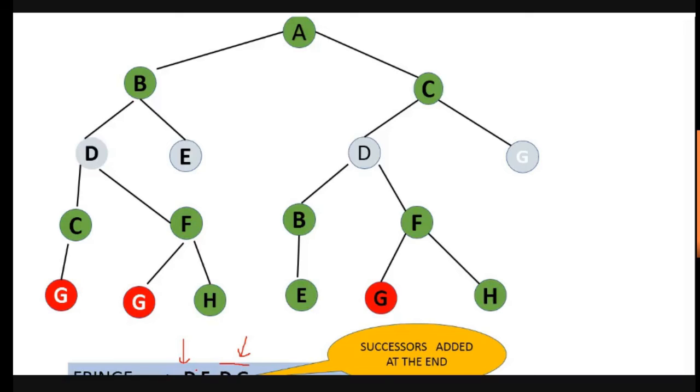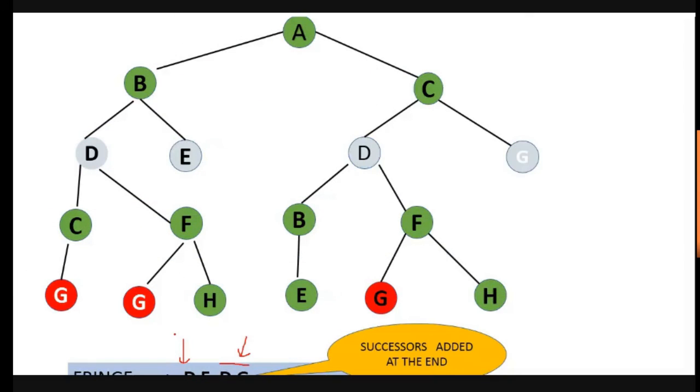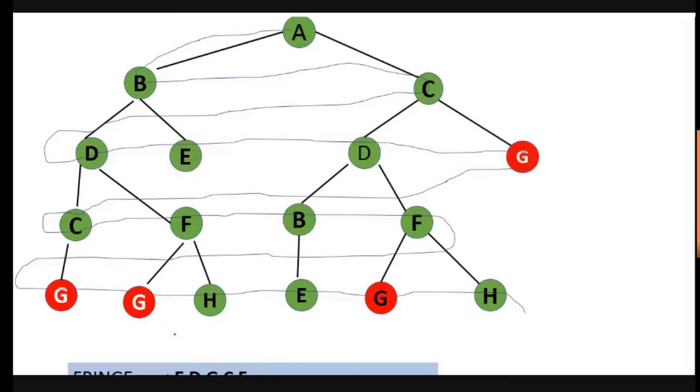Now what you see is that D is the first node, and it has to be expanded. So let us see how it is to be expanded. D has been replaced by C and F, keeping E in the queue next. The C and F are inputted at the end, and in between they are as they are.